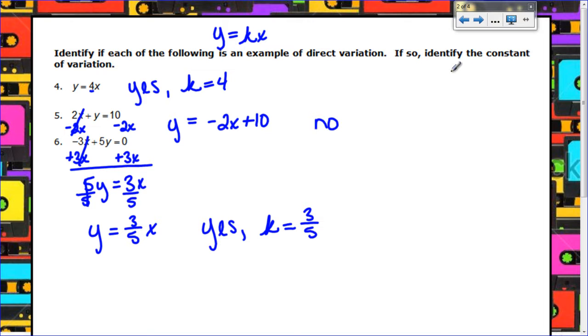So that's how we tell. If the equation is just a number times x with nothing added or subtracted, then you've got a direct variation.